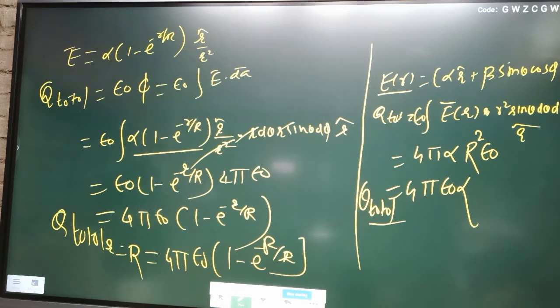Last sentence: unit radius. What will be the total charge enclosed in a sphere of unit radius centered at the origin? That means the center is at the origin and the radius is unit, so R is equal to 1.